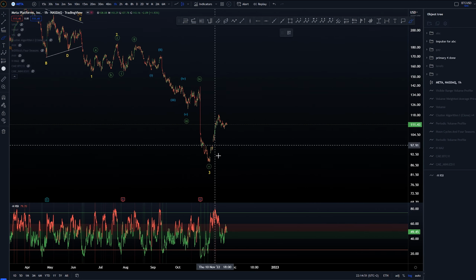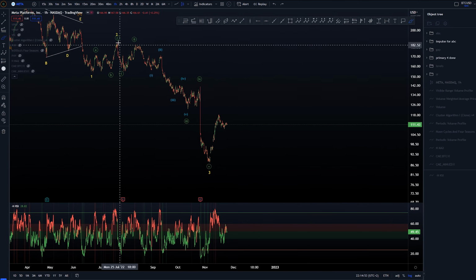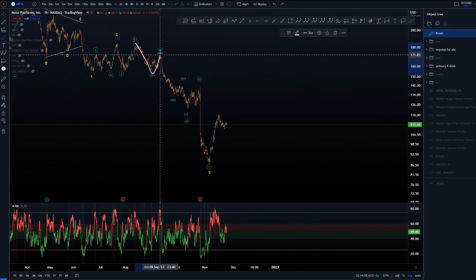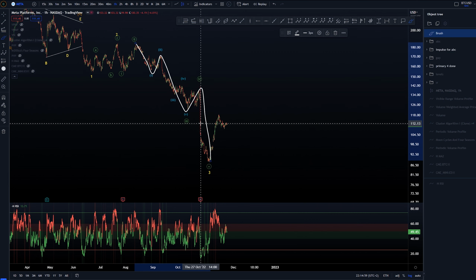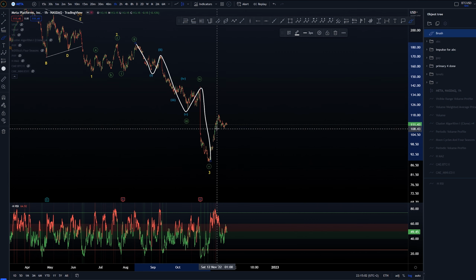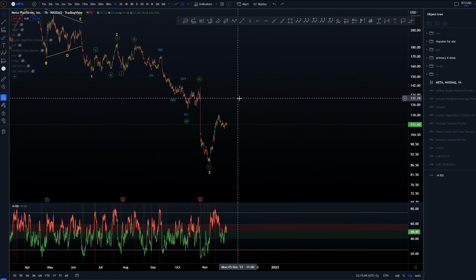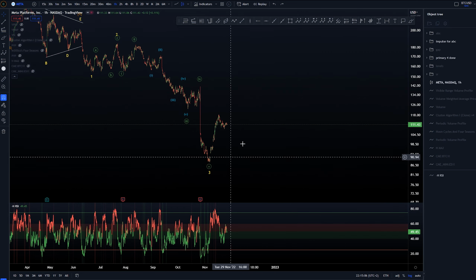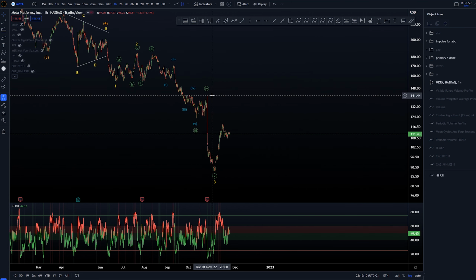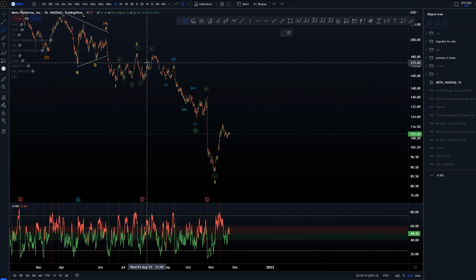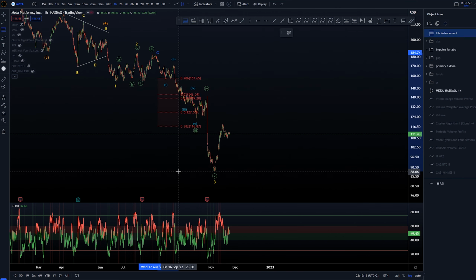At that point, we would already have the bottom in here, which would make this the 1, 2, 3, 4 and 5 of this degree. At the moment, however, I do think that this looks a bit better for the time being. If we are going to be taking out the highs here of this previous wave 4, then I'm going to be starting to question this count a bit more.